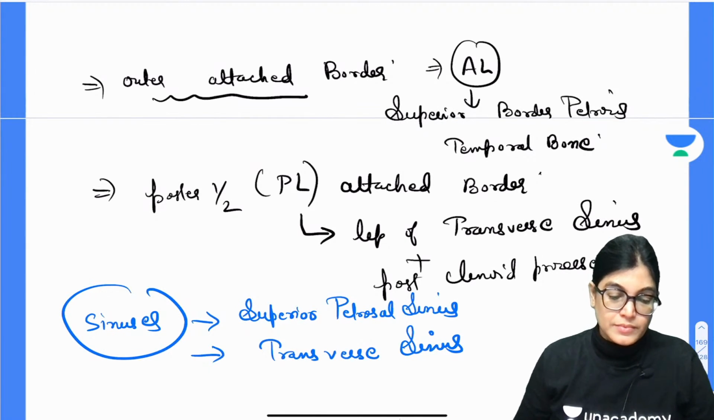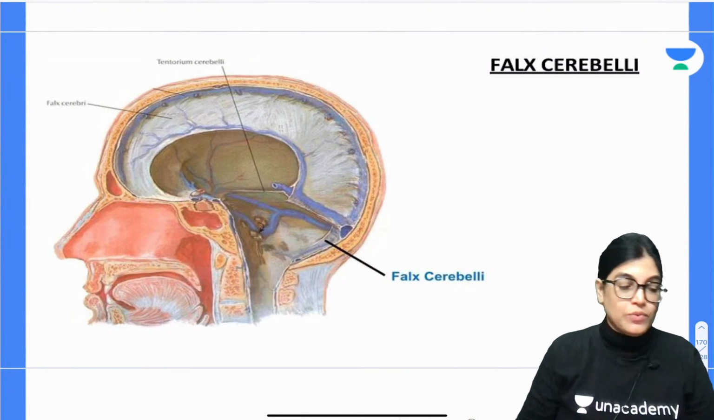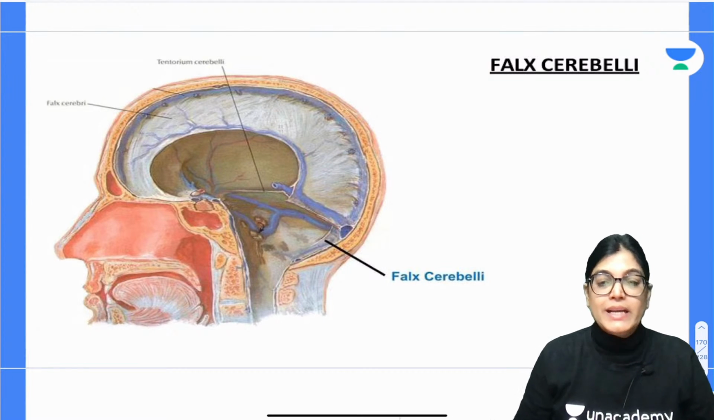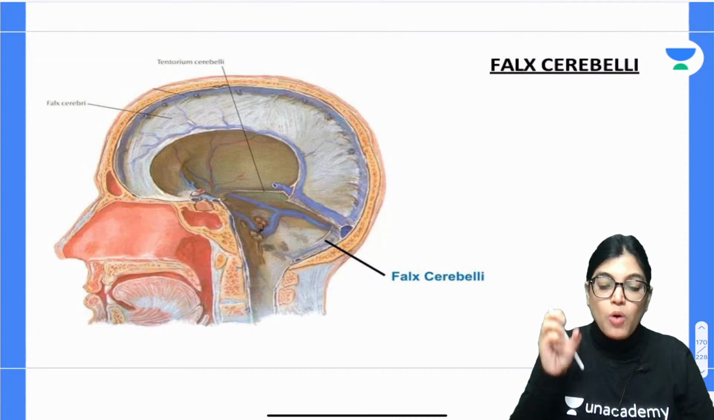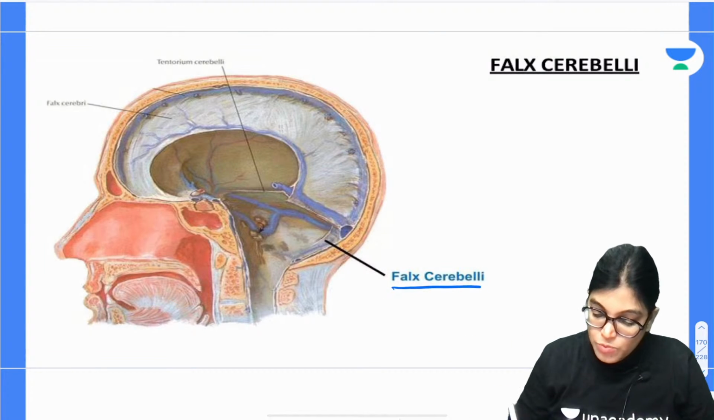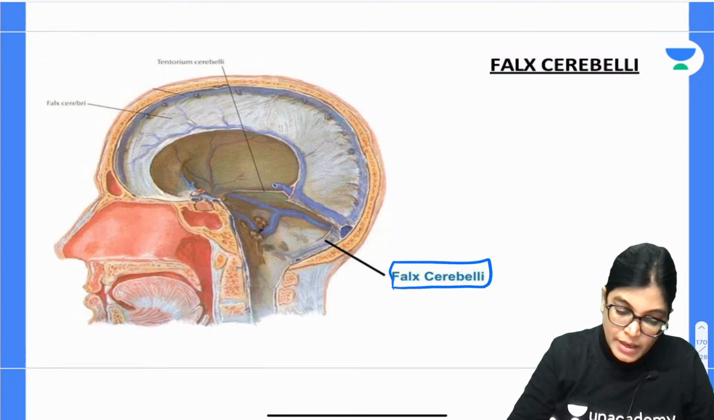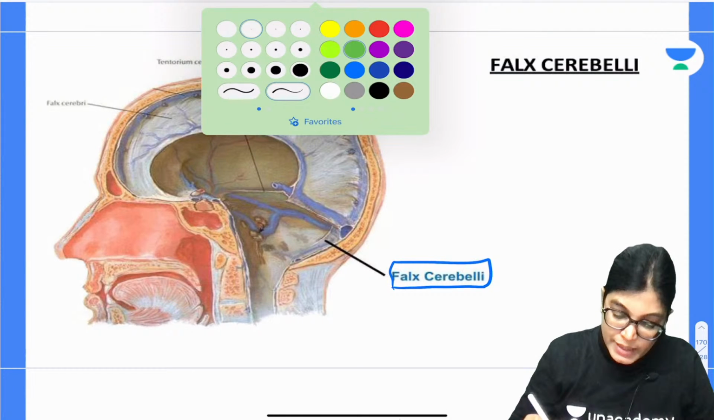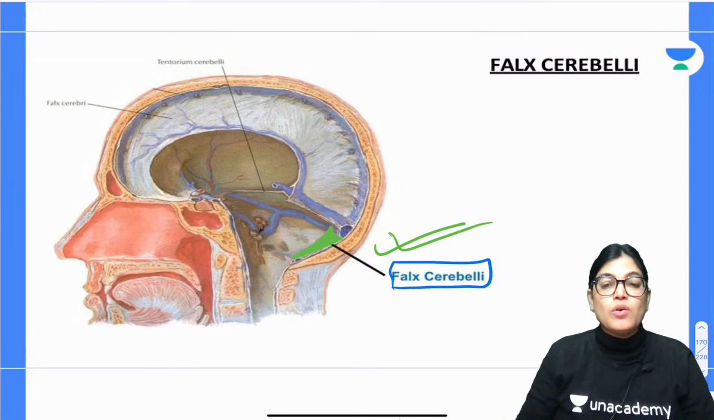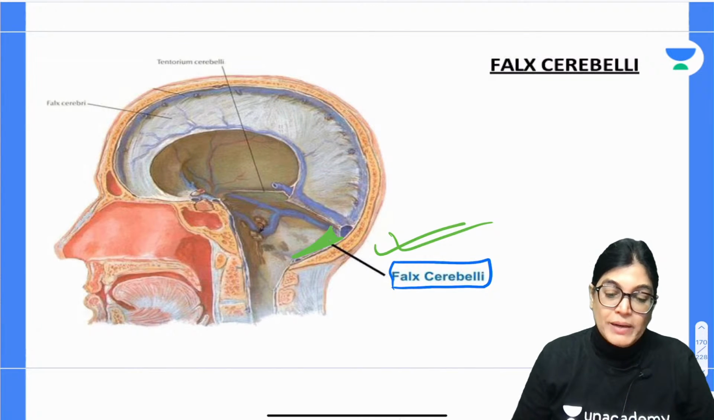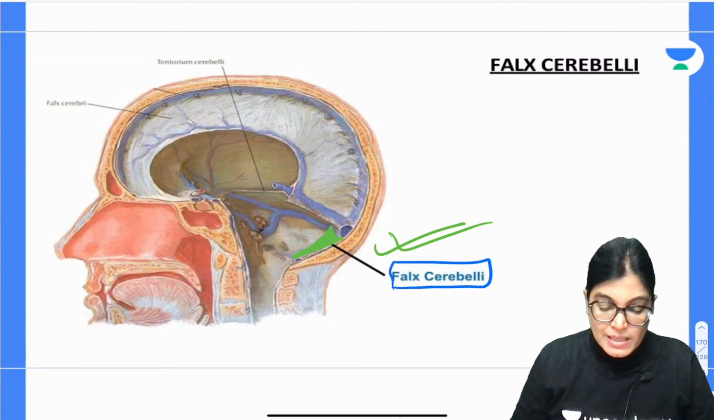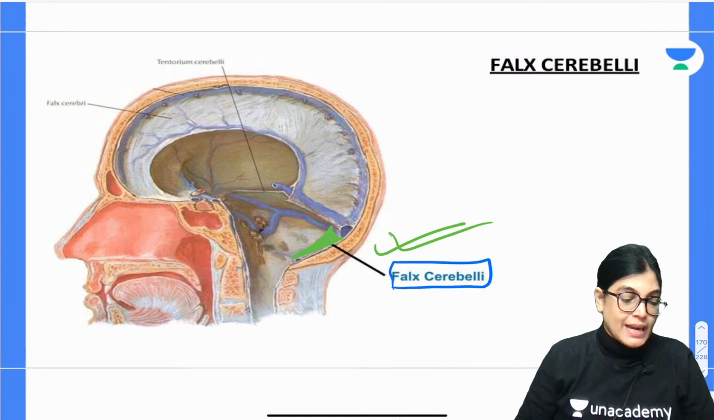Got it? Now let's talk about the third dural fold, that is falx cerebelli. It is a small sickle shaped fold of dura mater, which is exactly intervening. Let me use a green color for this small fold. This small fold of the falx cerebelli is enclosed between the two cerebellar hemispheres. It is attached to the internal occipital crest and it is enclosing one small sinus, that is the occipital sinus.